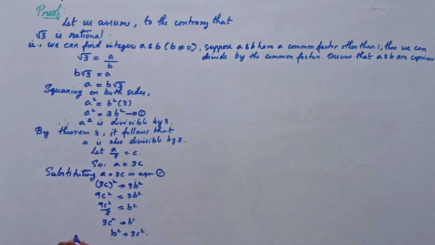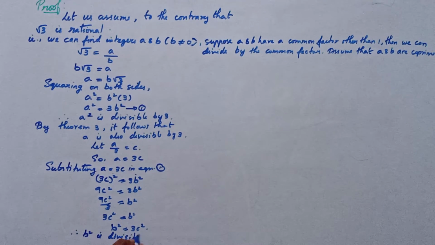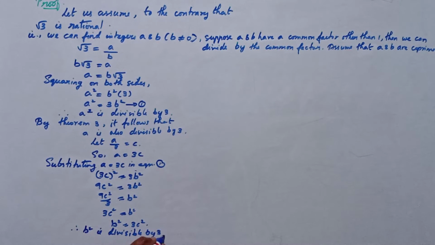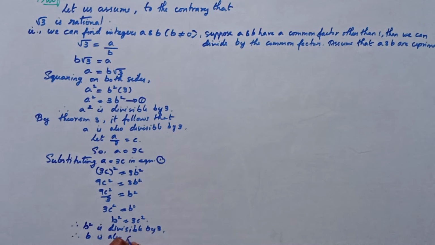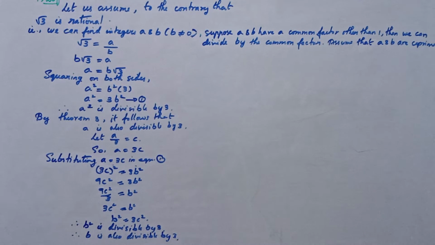Therefore, b square is divisible by 3. Okay, therefore b is also divisible by 3. Okay, so from this we can say a and b have at least 3 as a common factor other than 1, right?